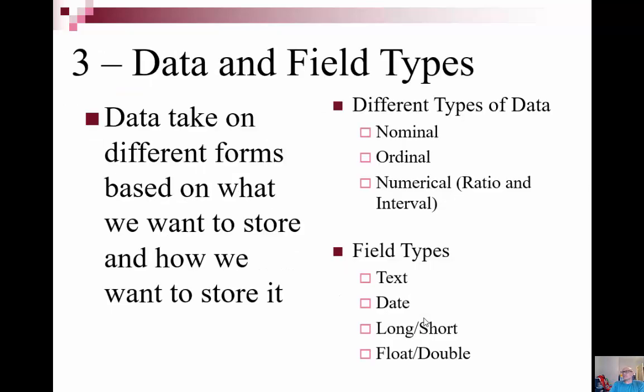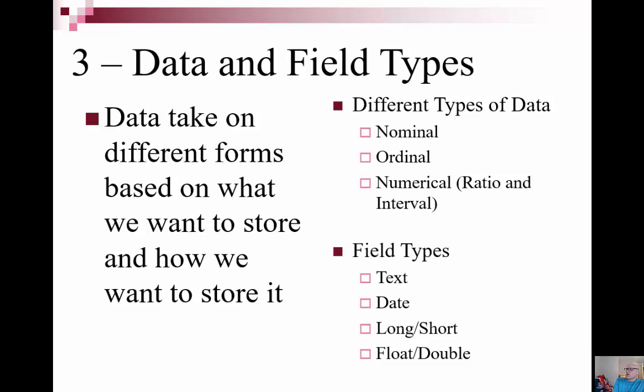We also talked about data and field types. Data can take on different forms based on what we want to store and how we want to store it. I alluded to the idea of nominal data before for counties. I go from one county to the next county. Well, it's just nominal data. Nominal data: the names of things. We have ordinal data, which is typically order, like 1, 2, 3, 4, your grades. And then we have numerical data, and different types include ratio data and interval data.